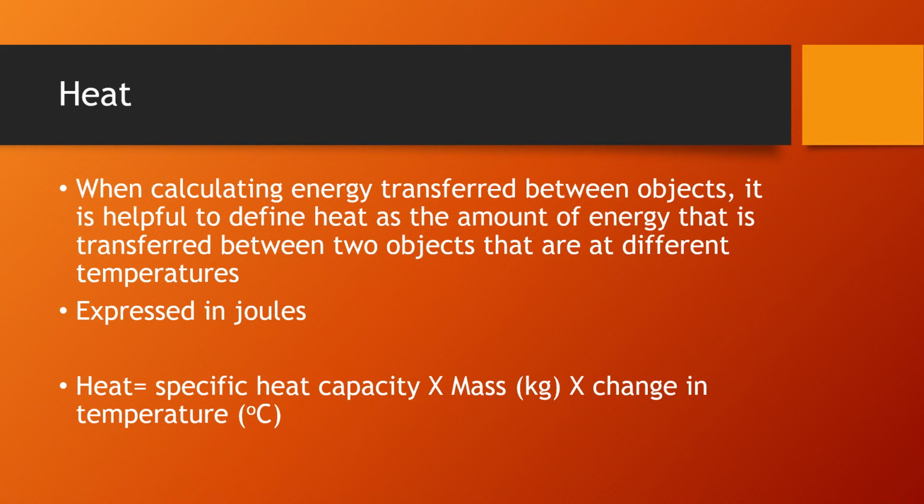Now we've talked about heat, but just to touch on it here again in relation to specific heat capacity, when we're calculating the energy that's transferred between the objects, because we know that's the definition of heat itself, it's helpful to define heat as that energy between the two objects at different temperatures. So we can calculate this with our specific heat capacity, our mass, and our change in temperature. All we have to do is multiply the three things together. So heat equals specific heat capacity times mass times the change in temperature that's happening.